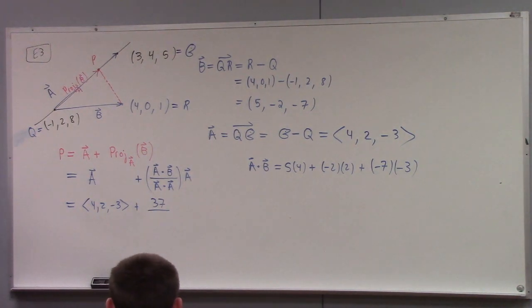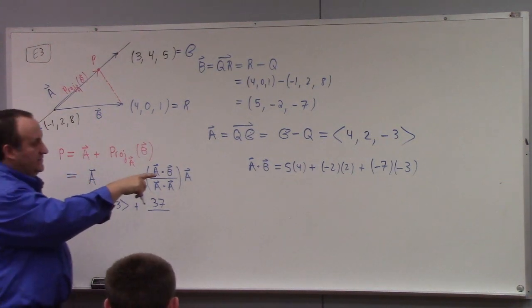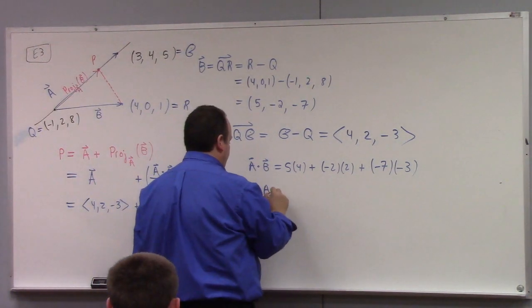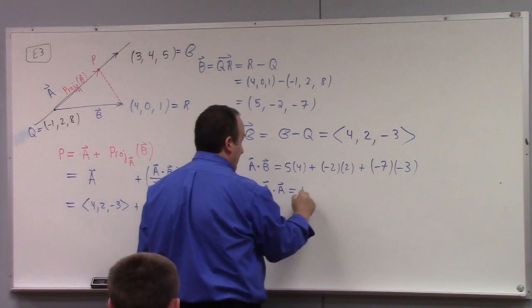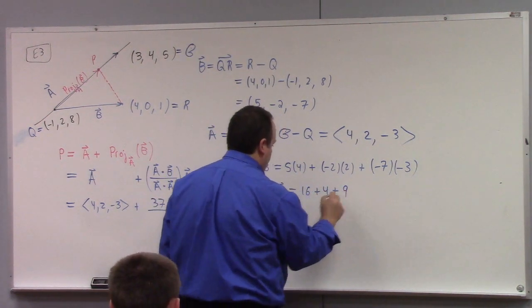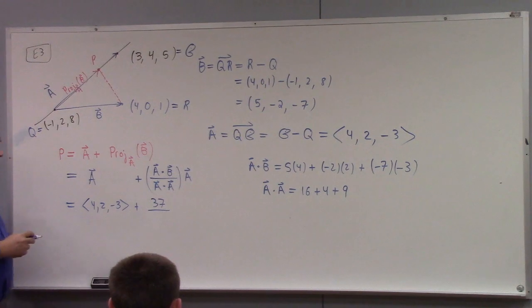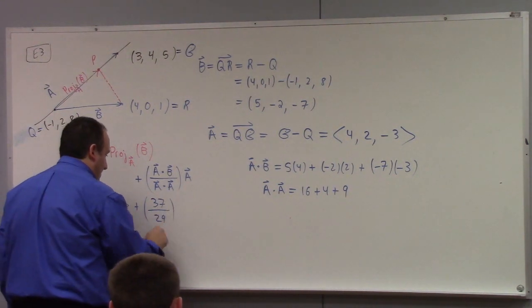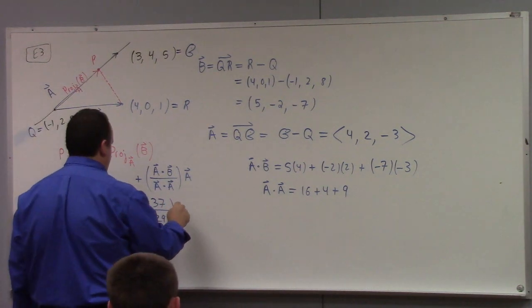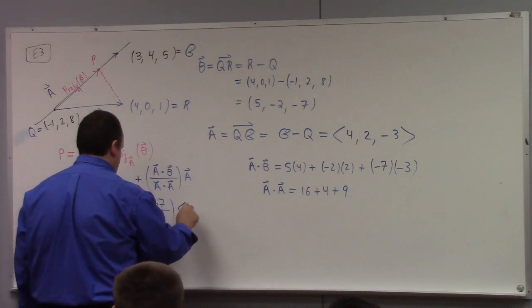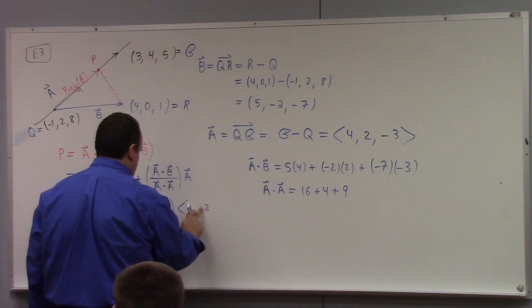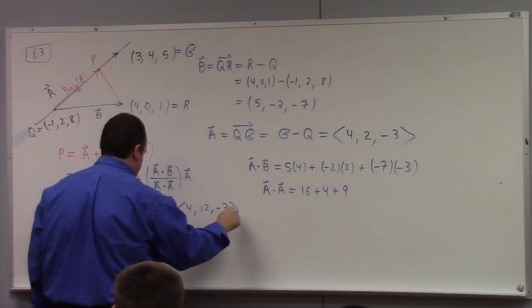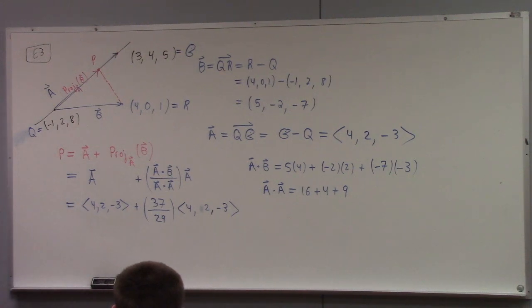What's A dot A? See it? 16 plus 4 plus 9, right? A dot A is what? 29, right? And then A, well, we know what that was. That was 4, 2, minus 3. And then you add them together, and that gives you the point on the line which is closest to that point.